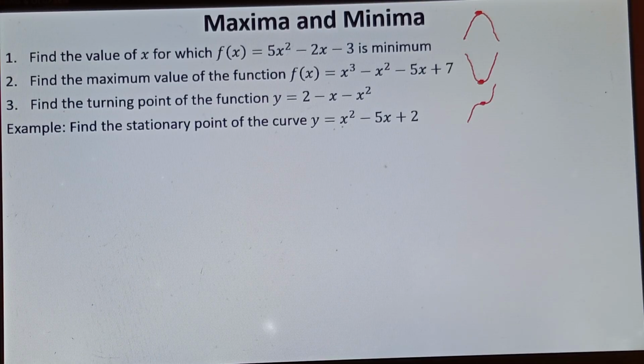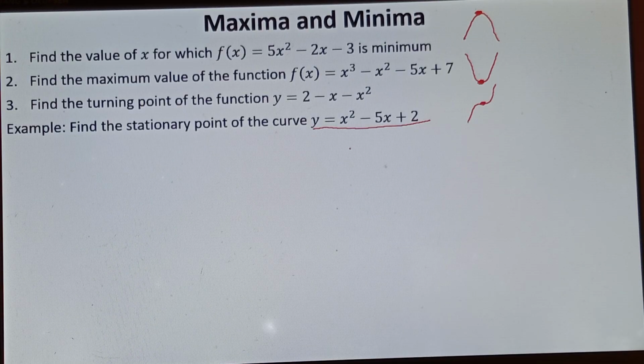Find the stationary point of the curve y is equal to x squared minus 5x plus 2. So we'll differentiate, and when dy/dx is equal to 0, we'll have a stationary point. Okay, so we'll determine if that stationary point is maximum or minimum, depending on our second derivative.